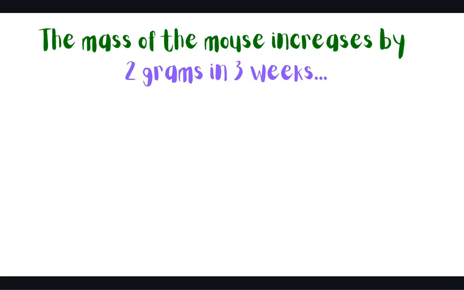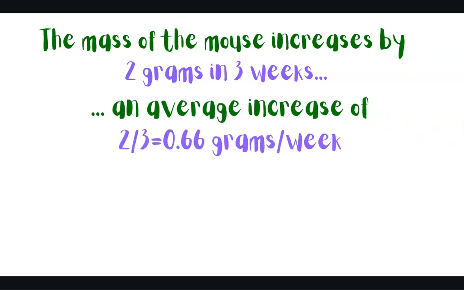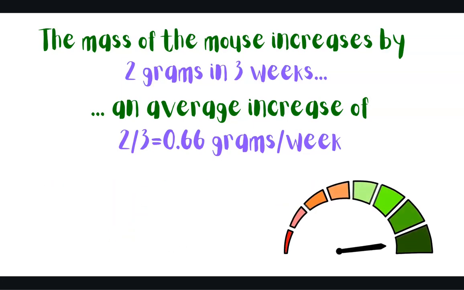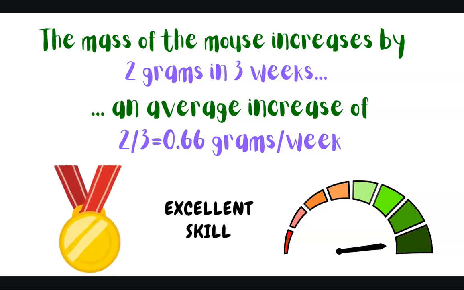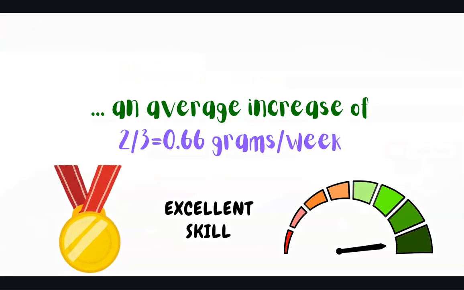And so even if we do not compare, when we want to be precise and analyze a graph, we can calculate an average and thus give the following answer, which was already good. The mass of the mouse increases by 2 grams in 3 weeks. Adding the precision, that is an average increase of 2 divided by 3 equals 0.66 g per week. I hope that with this you will no longer have any problems analyzing graphs. The skill will be considered excellent and you will have well-deserved a medal.